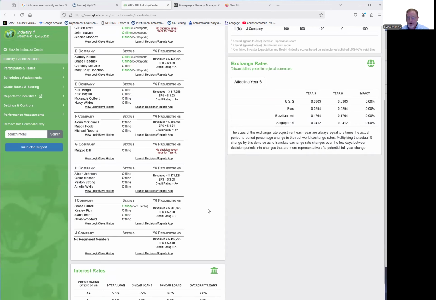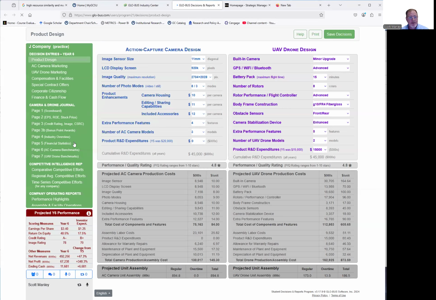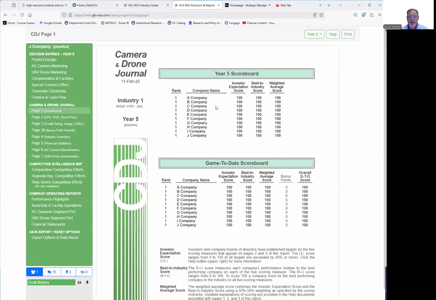I wanted to talk to you real briefly about the decisions and reports that you're going to see in Globus, because I mentioned this to you in class today, but you've really got three sets of reports available to you. The first is the Cameron Drawn Journal. In that you've got 8 pages. The first page is going to be your scoreboard. You're scored on 5 different specific things. I'm going to run through each of those quick with you, and then I'll share about the rest of it.